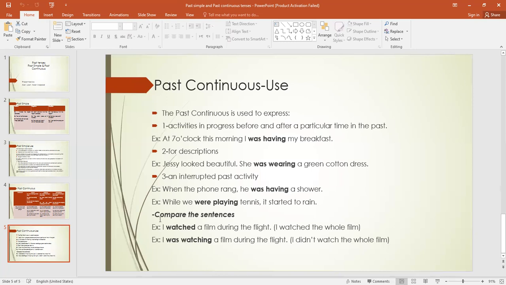So let's compare between these two sentences to know the difference between past continuous and past simple. I watched a film during the flight. This sentence we use watched, means past simple. Okay? This means I watched the whole film, right? But when I say I was watching a film during the flight, this means I didn't watch the whole film.